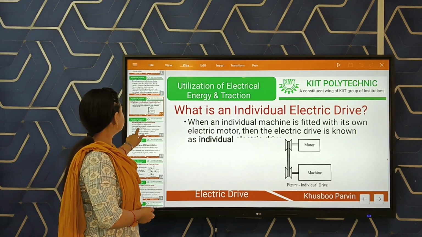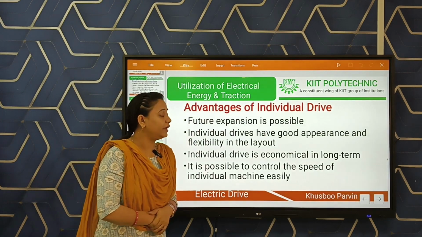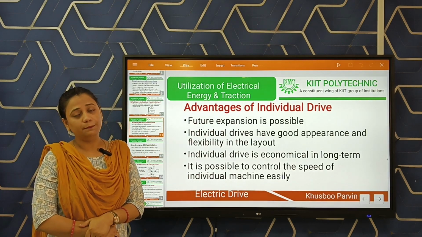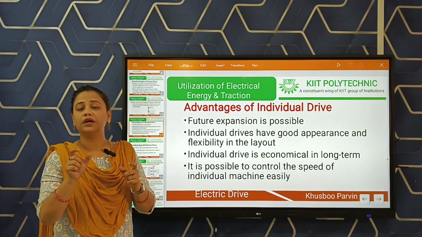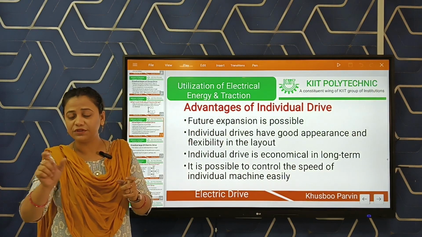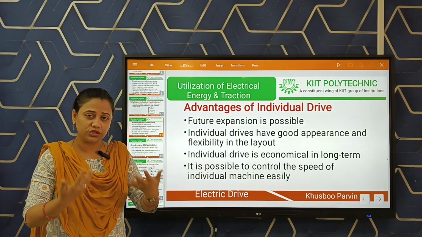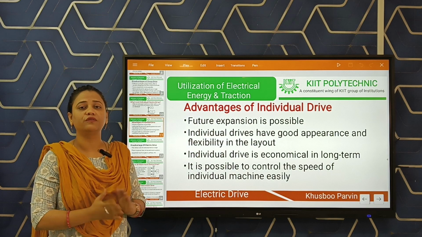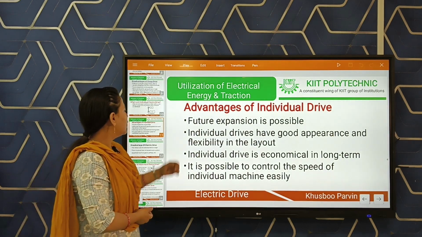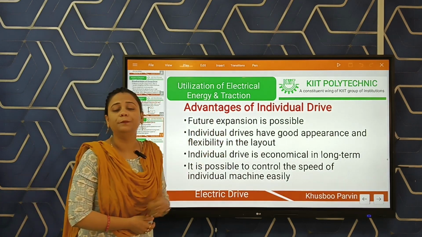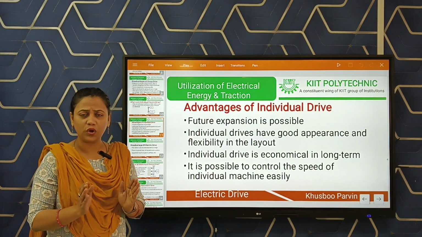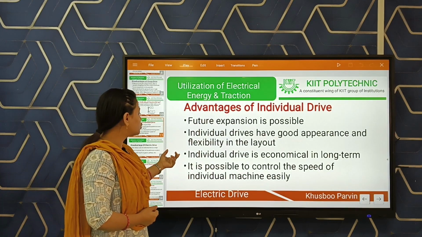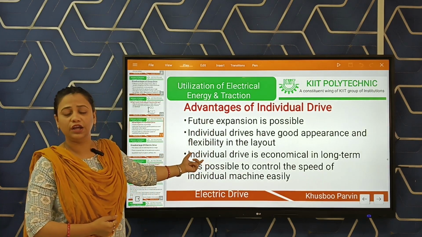So what is its advantage? In case of an individual electric drive, future expansion is possible because only a single machine is connected to a motor. A number of machines are not connected here. The future expansion is possible. Here the layout is not fixed as it is in case of group drive. So individual drive has good appearance because its layout is also small and not fixed. Expansion is also possible. Its appearance is good. Flexibility is there in the layout.